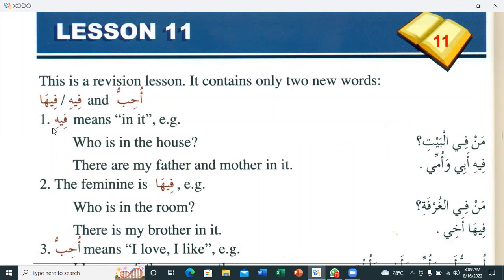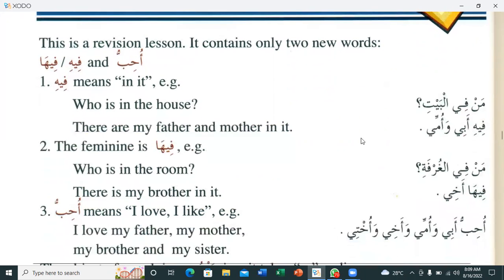First one, fihi. Fihi means in it. For example, man fil baiti. If we say man fil baiti, that means who is in the house. Fi means in the. And if we say fihi abi wa ummi, there are my father and my mother in it.